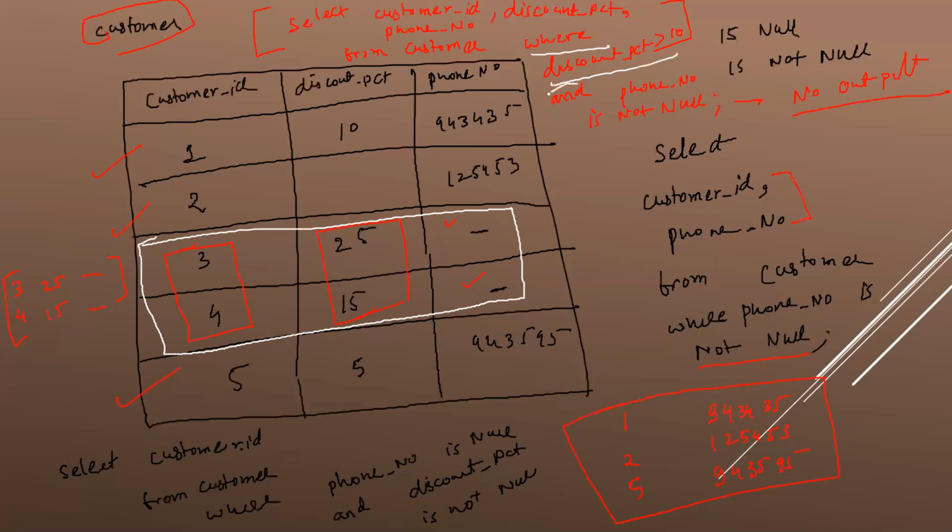You have not realized that, but we are using an AND operator here. So what will be the result of discount percentage greater than 10? False, false, true, true, false, right? What will be the result of phone number is not null? True, true, true, false, false.